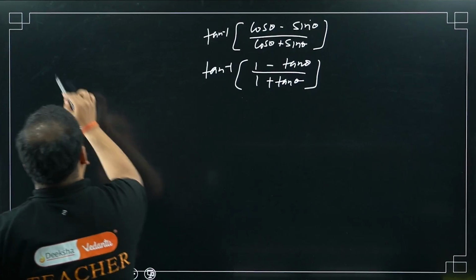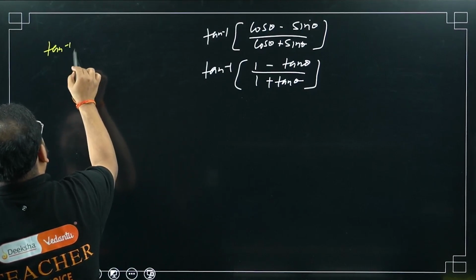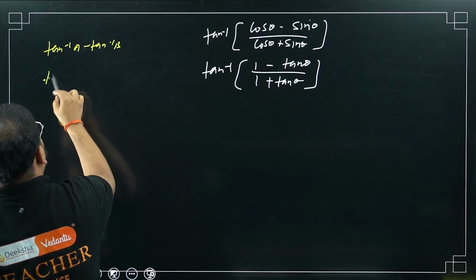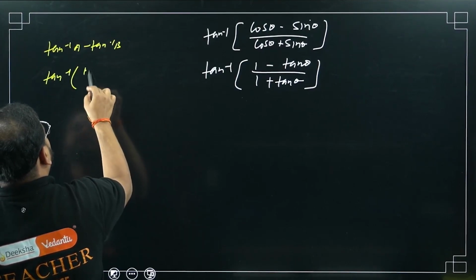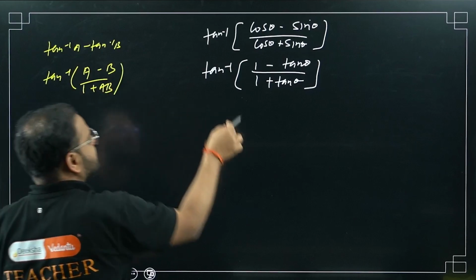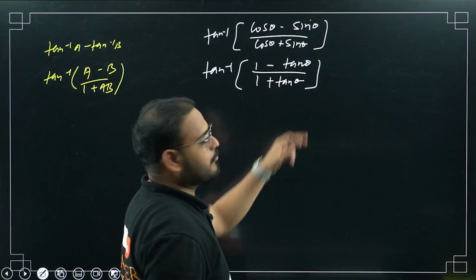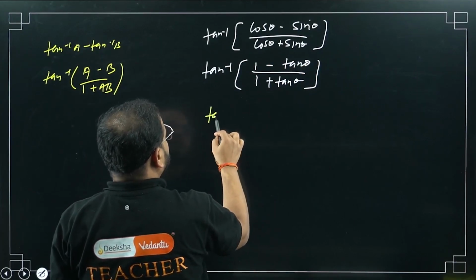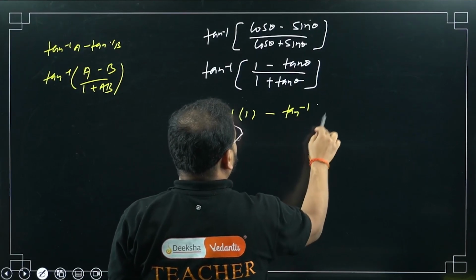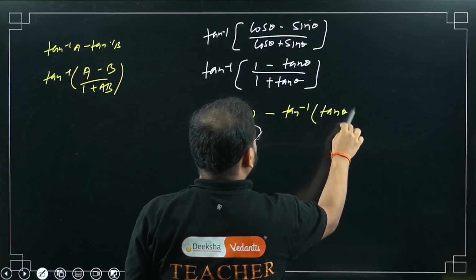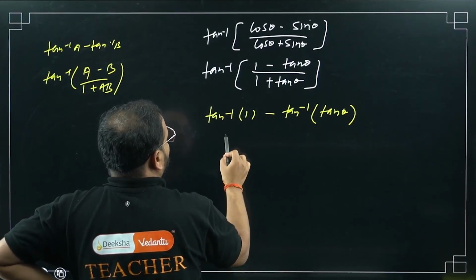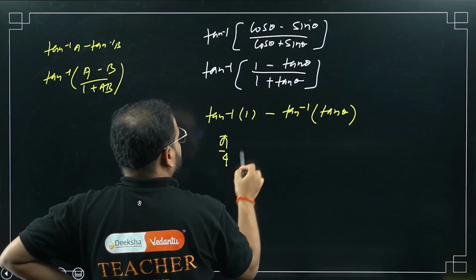Okay, I was saying this. Tan inverse of a minus tan inverse of b is equal to tan inverse of a minus b upon 1 plus ab. Use that: a minus b, 1 plus ab. So what am I going to get? Tan inverse of 1 minus tan inverse of tan theta. What is that going to be, bacha? It's going to be pi by 4 minus theta.